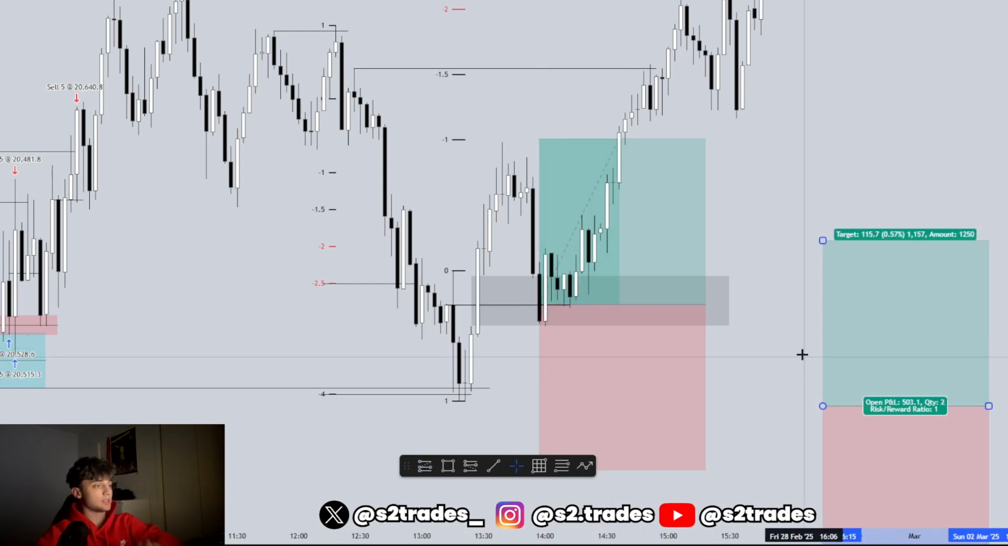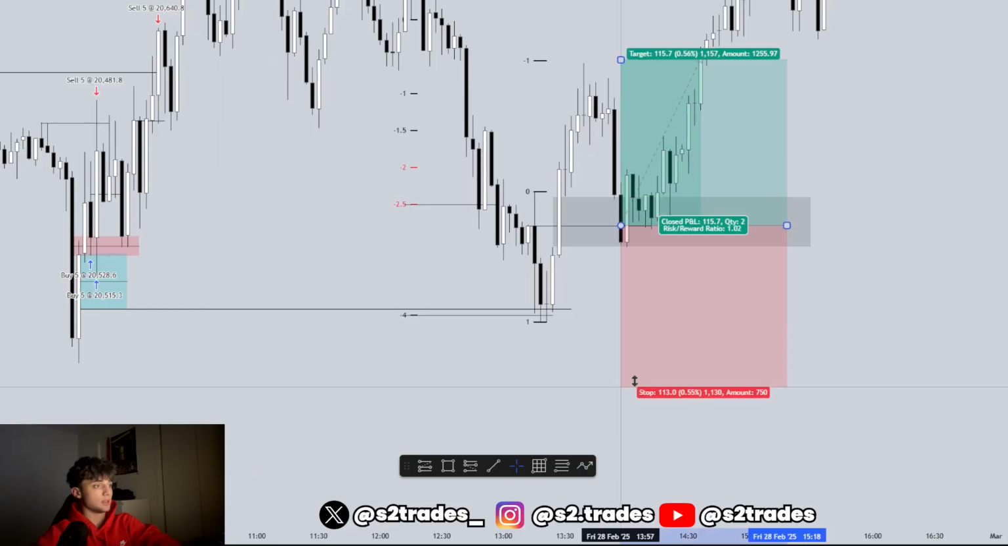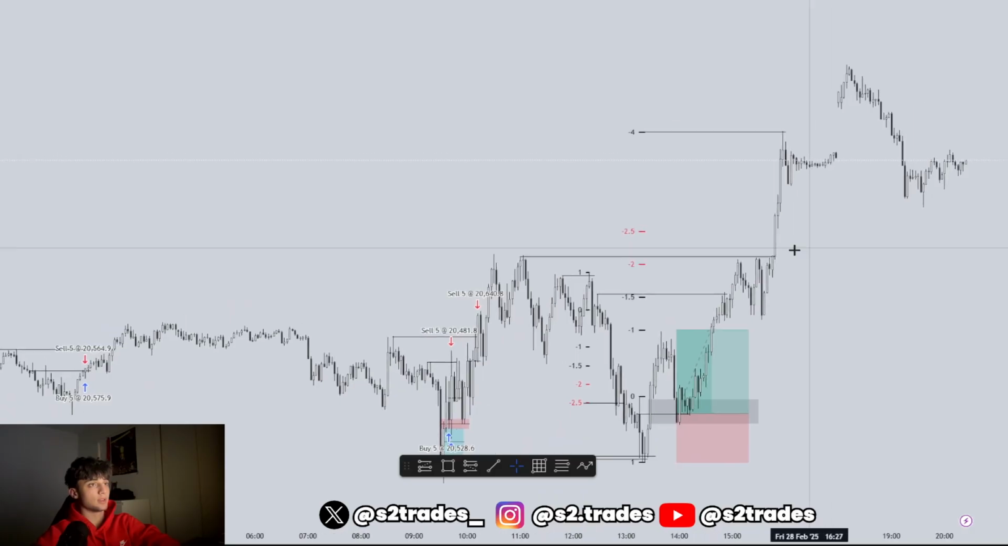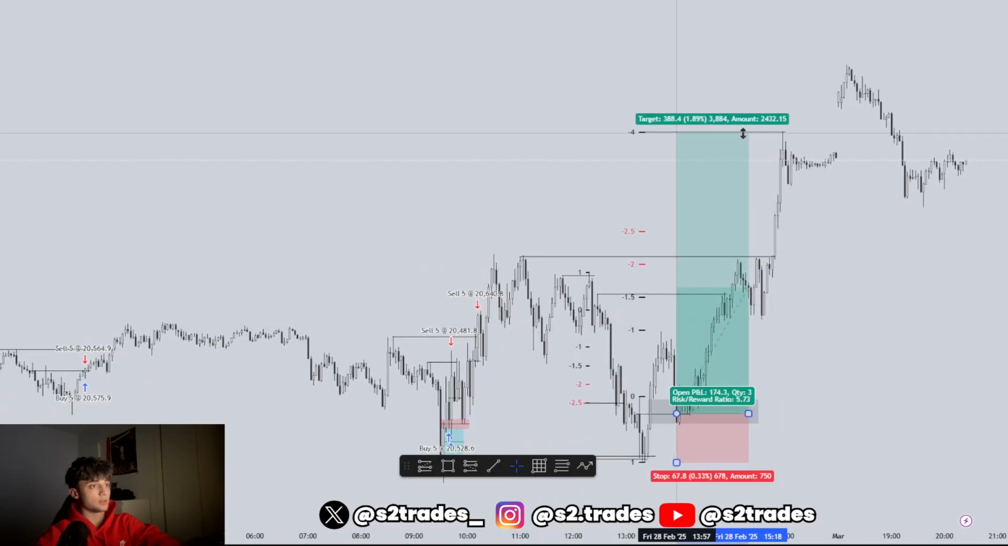You could place your stops at that swing low, and then your take profit at that -4, right? This would have been your trade.